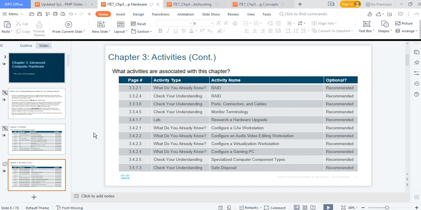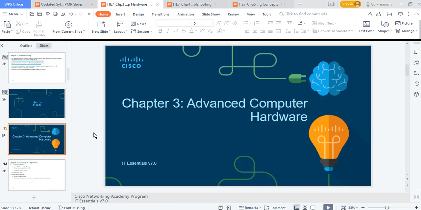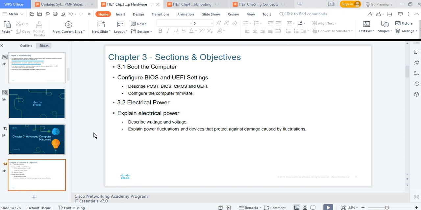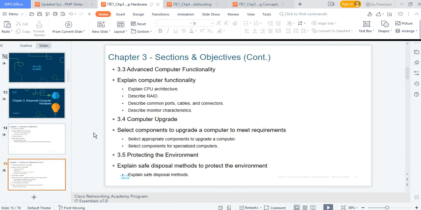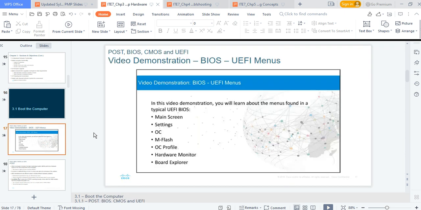Okay, so these are planning guides. The module actually starts from here. Then these are some of the things that are the objectives for the class. It actually starts from 3.1, boot the computer. What happens when you boot the computer? You have a video demonstration in your LMS. Please make sure you get to your LMS and watch that video demonstration.